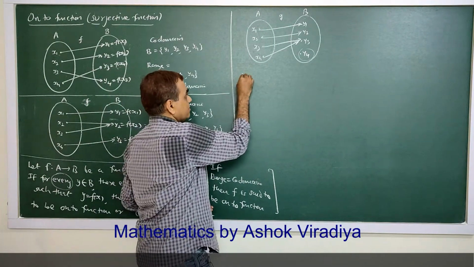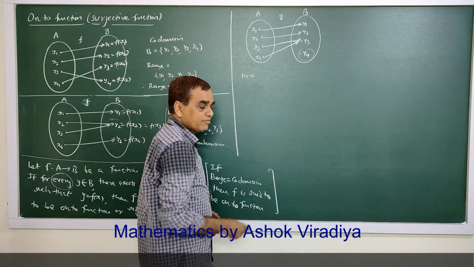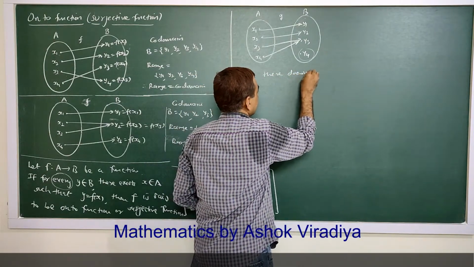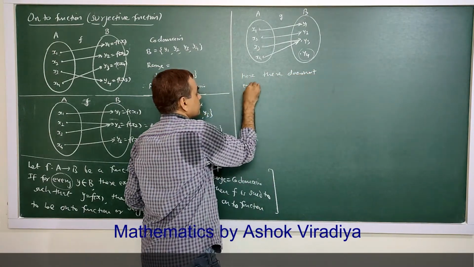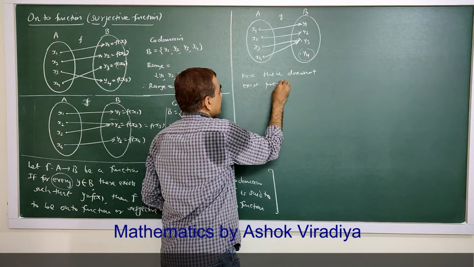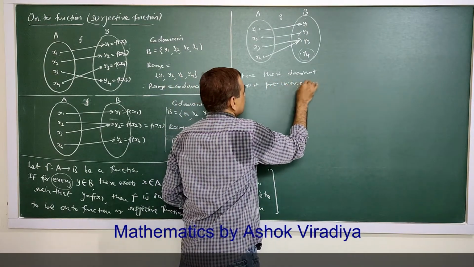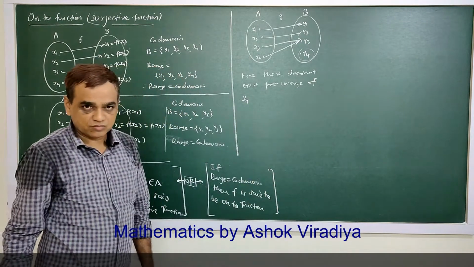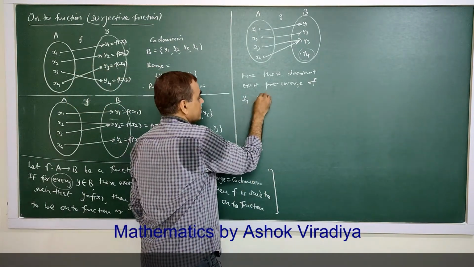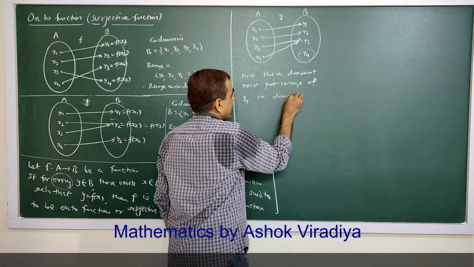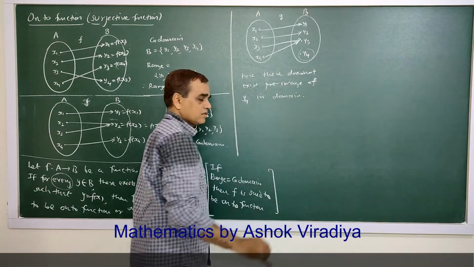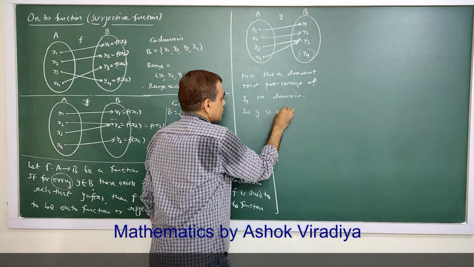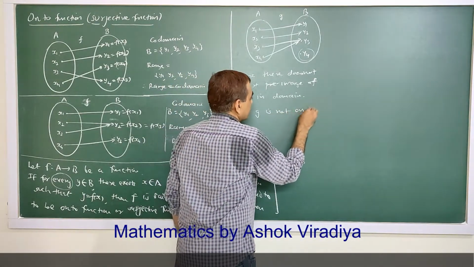So here in this diagram there does not exist a pre-image of y4 in domain. So g is not an onto function.